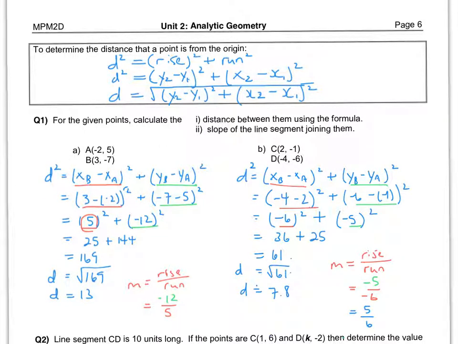Okay, for my second example, part B here, I got the distance to be approximately 7.8, or the square root of 61 units. For the slope, I went back to my calculations from above since I've already done all that work. The rise was negative 5, the run was negative 6. Negative divided by negative is positive overall, so my slope ends up being 5/6.